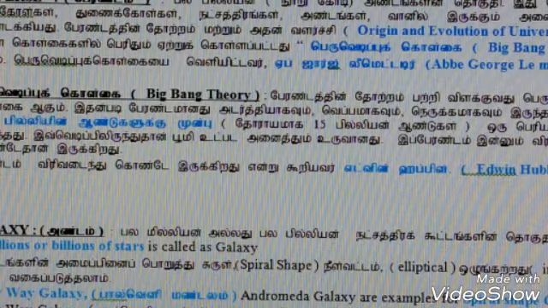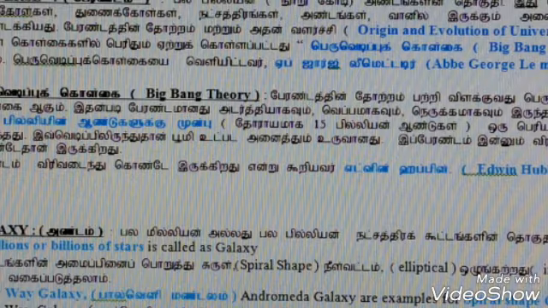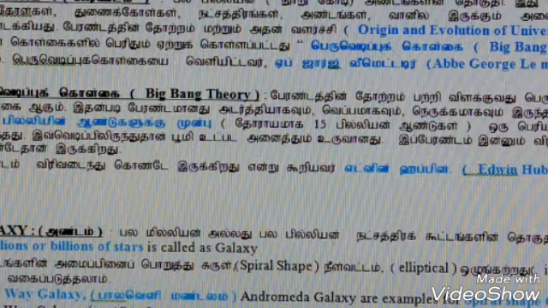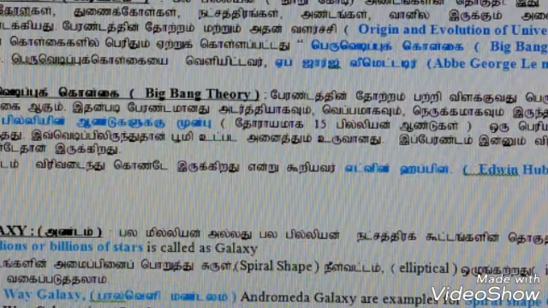கேலக்சி, அண்டம் அல்லது நட்சத்திர கூட்டம். Galaxies are groups of millions of stars. பல கோடிக்கணக்கான நட்சத்திரங்களின் விண்மீன்களின் தொகுதி அண்டம் கேலக்சி எனப்படுகிறது. Galaxies are made of millions of stars held together by the force of gravity.